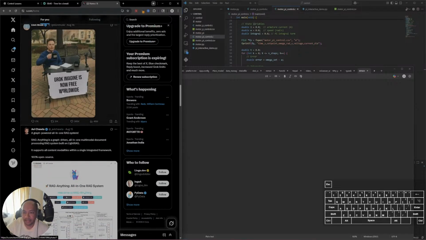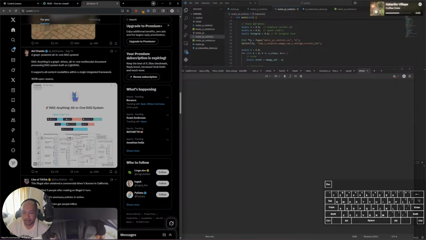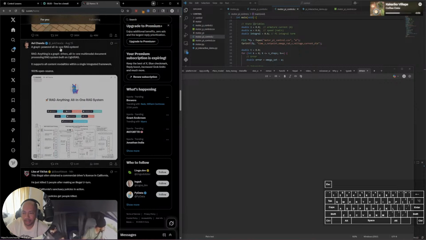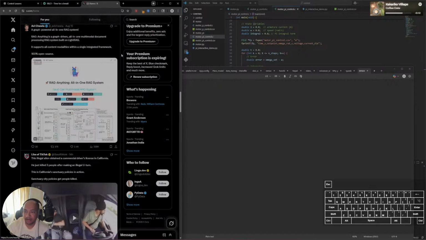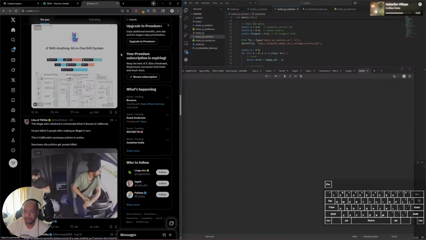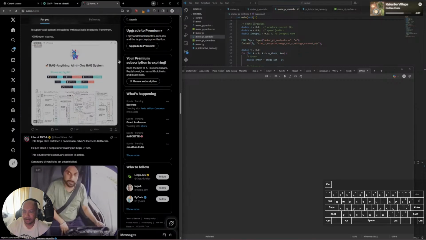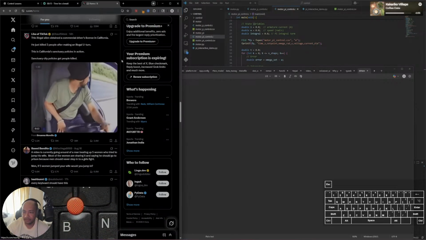Grok Imagine is now free worldwide. Sick. Graph-powered all-in-one RAG system. RAG-Anything is a graph-driven all-in-one multimodal document processing system built on RAG. It supports all content modalities with a single integrated framework. I am so behind when it comes to RAG. I have to actually do some research on that, and I don't have the time for that right now.